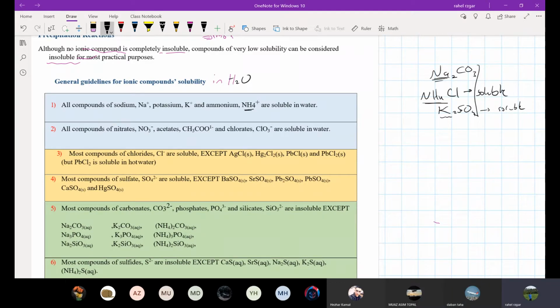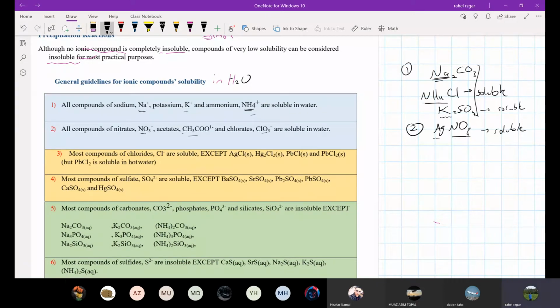Same thing for rule number 2. Anything that contains, so these were for the cations, these 3 cations, but these 3 are for the anions. Anything that contains nitrates, acetates, or chlorates, directly you can say they are soluble. This is number 1, this is number 2. Let's say you have AgNO3. We don't have a rule for Ag. So you will directly look at NO3 and say, since it contains NO3, it is soluble.